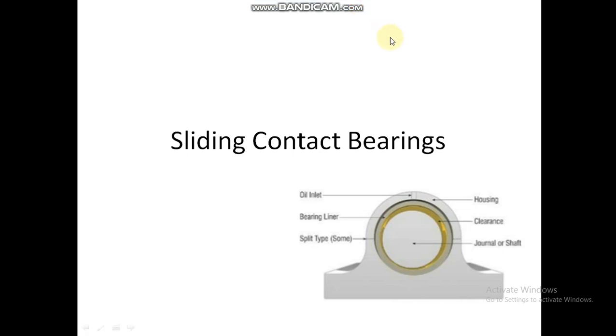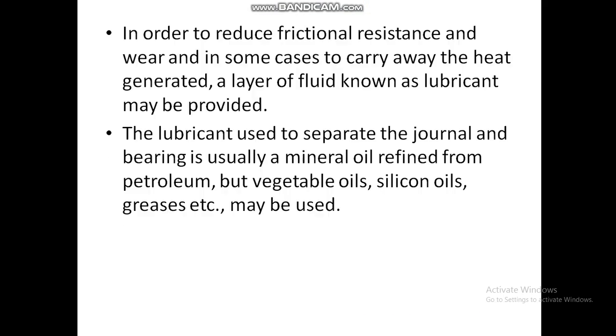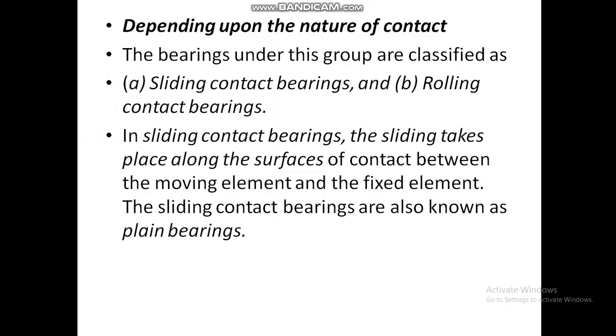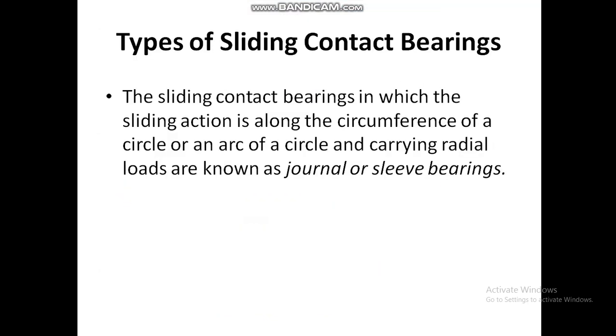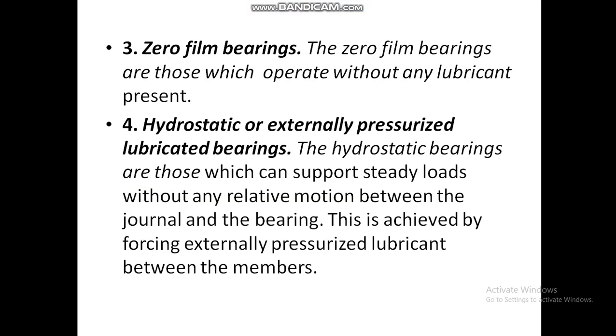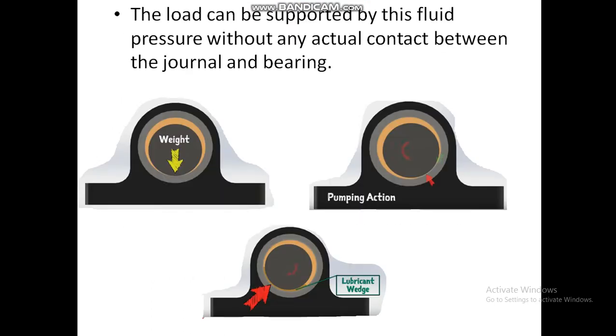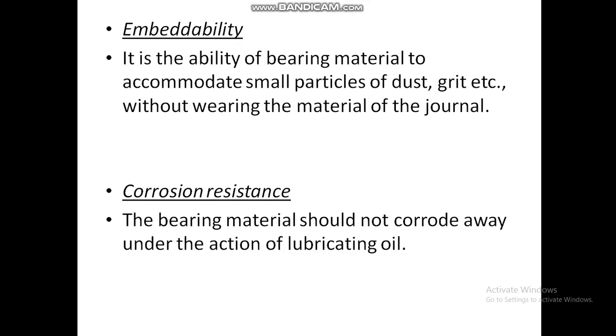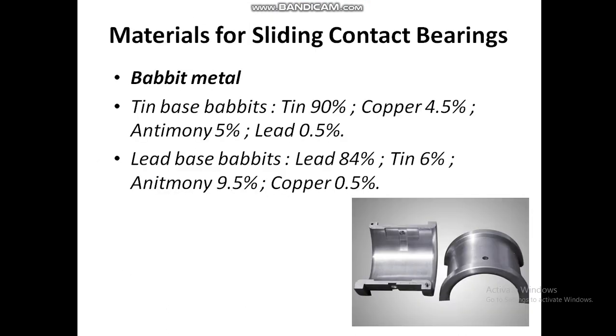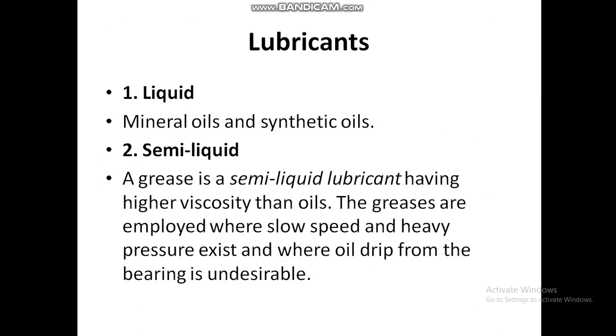Good morning, students. So in our DME class, we were discussing sliding contact bearings. Till now, we have discussed the introduction part, the classification of bearings, and different types of sliding contact bearings: thick film bearings, thin film bearings, zero film bearings, hydrostatic or externally pressurized bearings, hydrodynamic bearings, and properties of the different materials used in sliding contact bearings. Today we will discuss lubricants which we can use in the bearings.